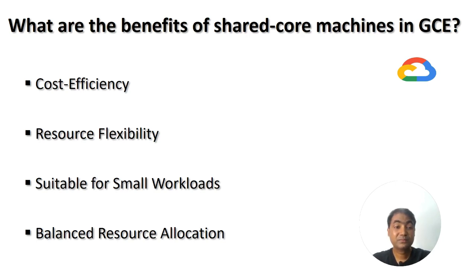And the resource flexibility: they are a good fit for lightweight tasks or applications that do not require the full power of a dedicated vCPU. This makes them ideal for development and testing environments. Shared core instances are well suited for small web applications, scripts and batch jobs with low to moderate traffic. And they provide a balanced amount of CPU and memory resources, ensuring that the available resources are sufficient for the given workload.